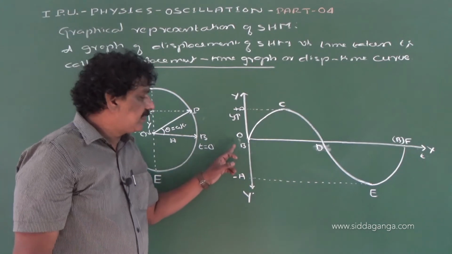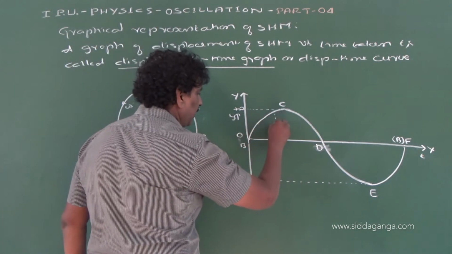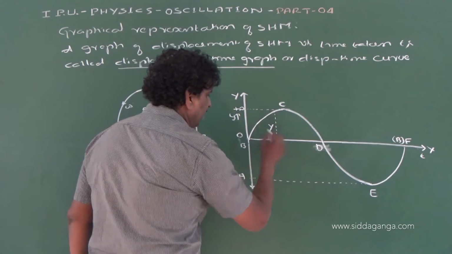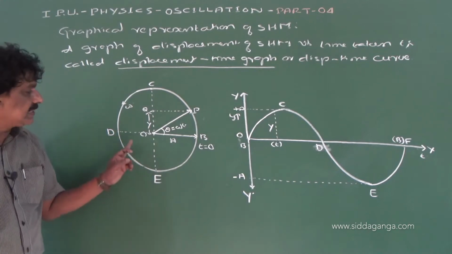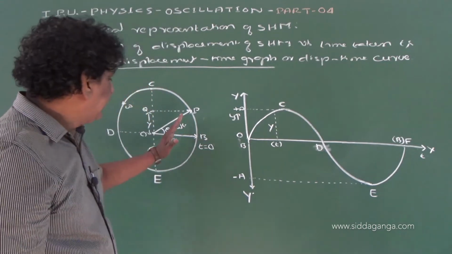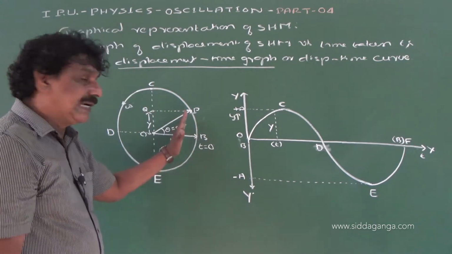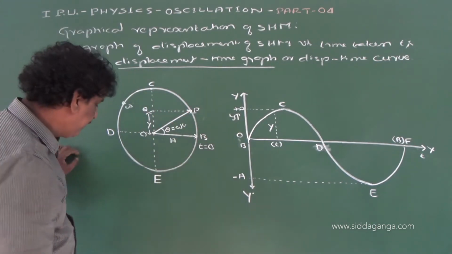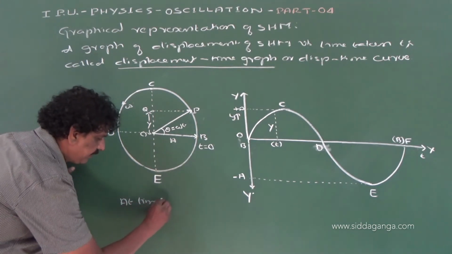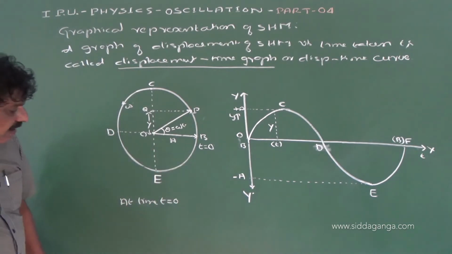Now here, when we observe the graph, this is displacement y at the time t. As time passes, displacement also changes, and this is the graphical representation of that simple harmonic motion. Now we say at time t equal to 0, we have this equation.